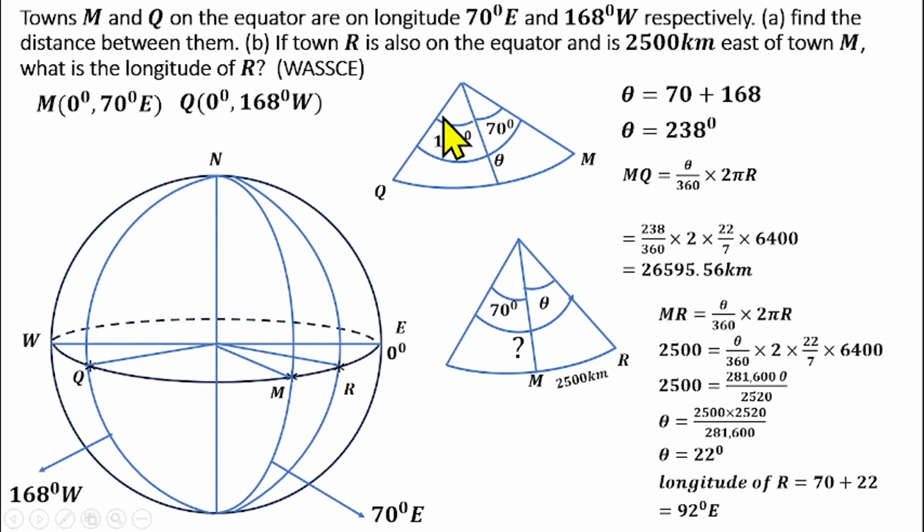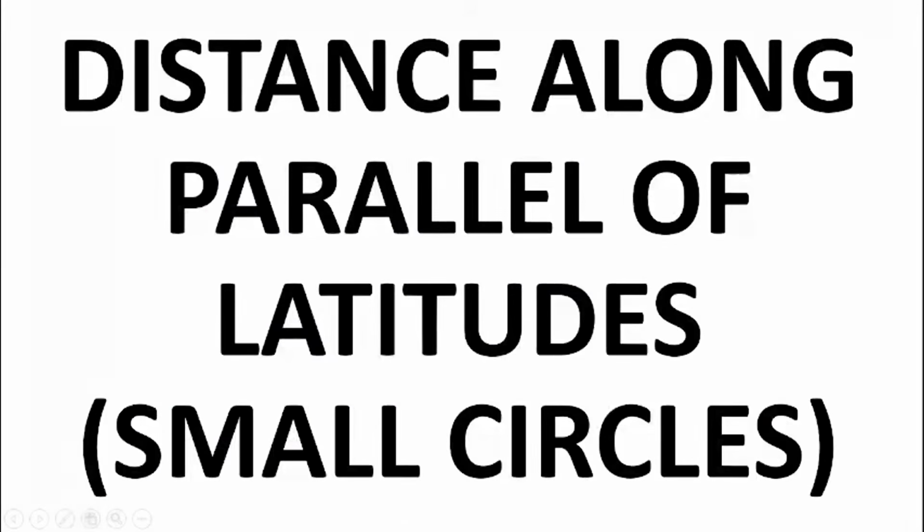So this is a WAEC past question also, and I believe you understand what you have done there. So that is how to find the distance along the great circle. And we are still going to be doing more of that, as you are going to be seeing more past questions to deal with. Now that we have talked about the distance along a great circle and how to solve it, let's see how we can find distance along a parallel of latitude, which is also called the small circle.